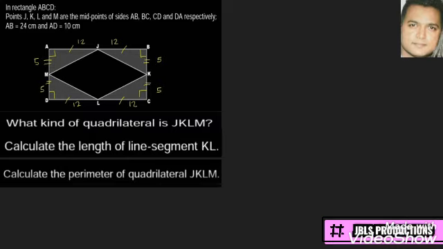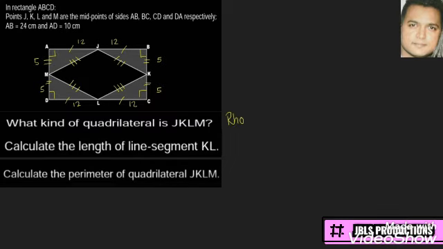Now by looking at these four triangles that have been formed here, they are right angle triangles, we can clearly see that the bases are the same and the heights are the same. So therefore each of these hypotenuses would be equal. So we'll indicate this here with three strokes to show that these are equal. And then we can say the kind of quadrilateral J, K, L and M is a rhombus.